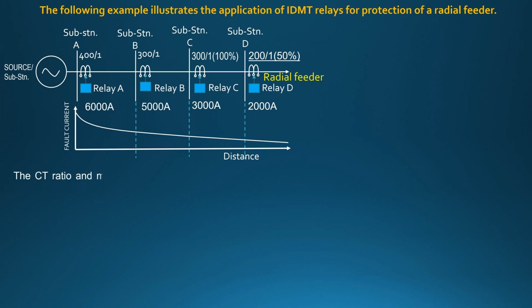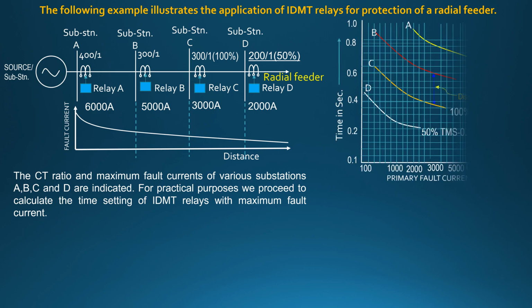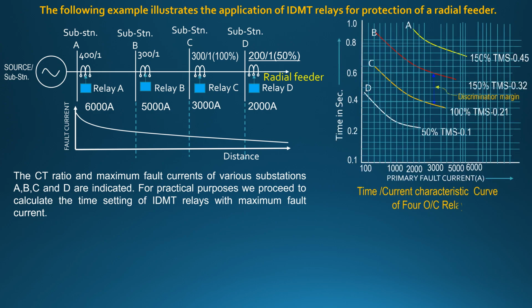The CT ratio and maximum fault currents of various substations A, B, C and D are indicated. For practical purposes, we proceed to calculate the time setting of IDMT relays with maximum fault current. Starting with the relay at D, the TMS has to be the lowest. Let us say it is 0.1.